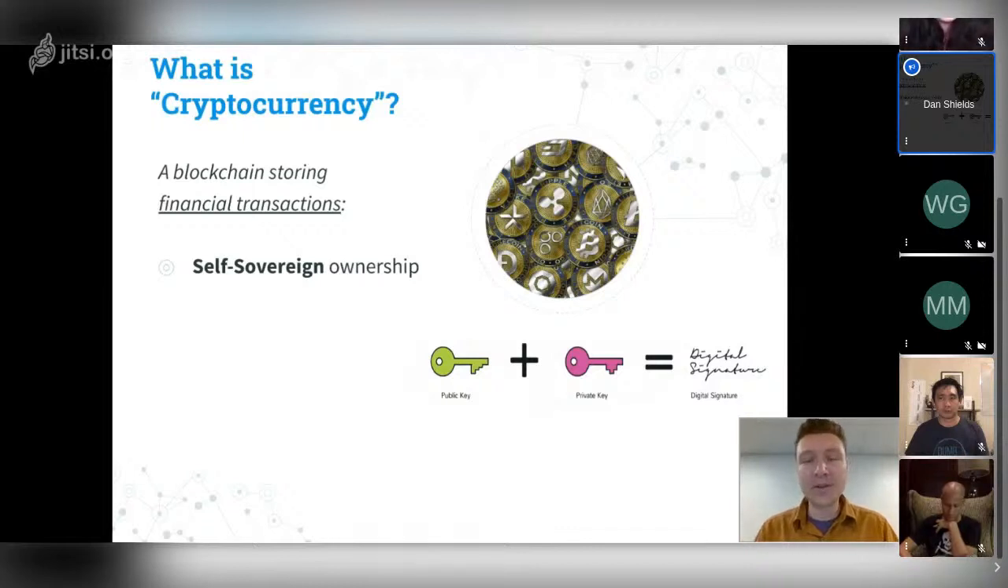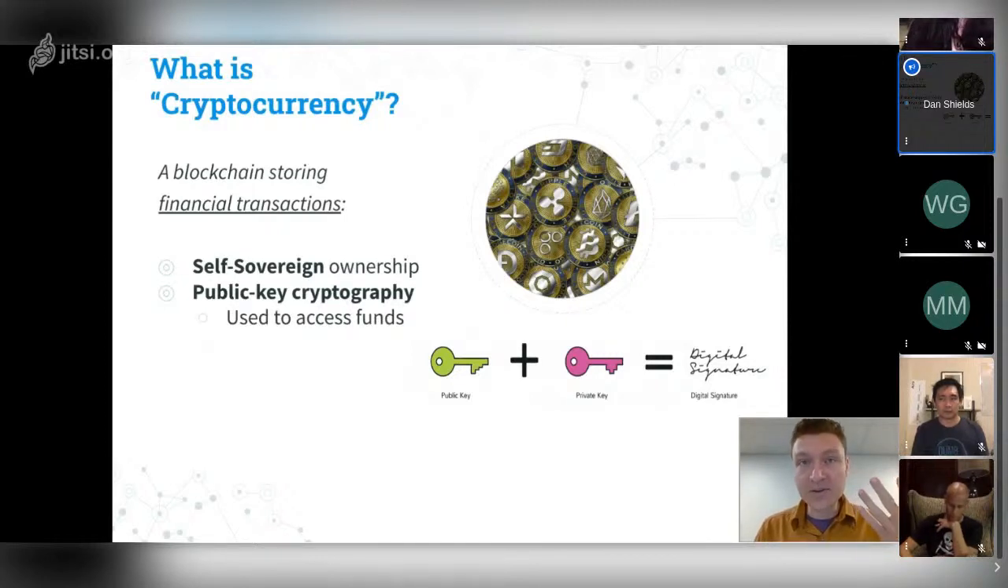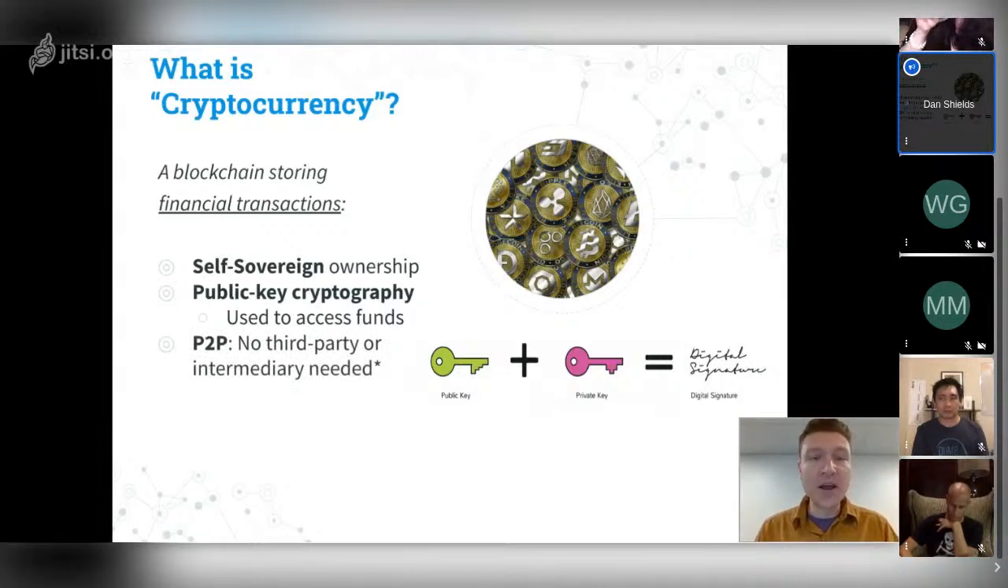It enables you to be with this, as Chill was talking about earlier, public and private key cryptography. And this is really the powerhouse that enables all of this to work. And this is used specifically to be able to access your funds as well as spend those funds, right? And it's absolutely peer-to-peer. So there's no third party or intermediary who is needed, right? Once you have crypto, you don't need to go through a bank. You don't need to do anything but have an internet connection and be able to communicate with this network to make all these things happen.